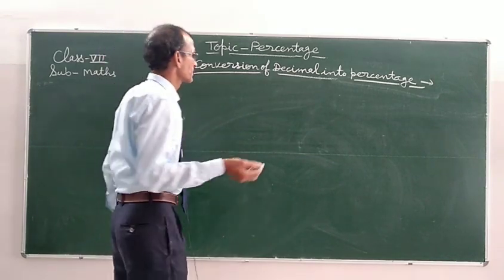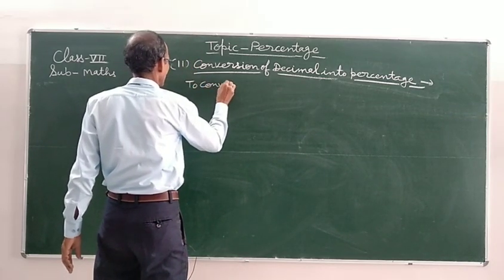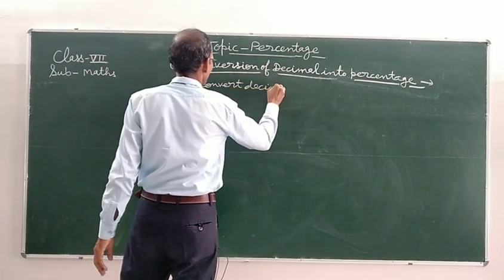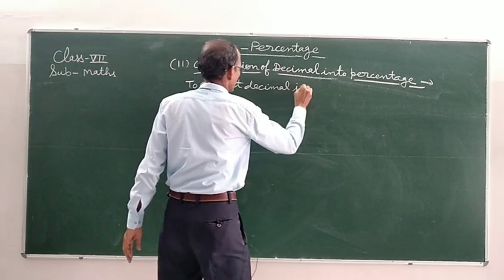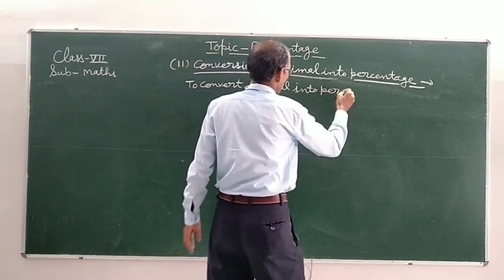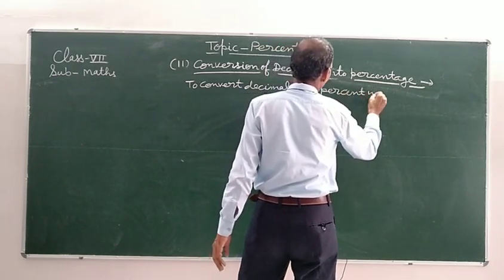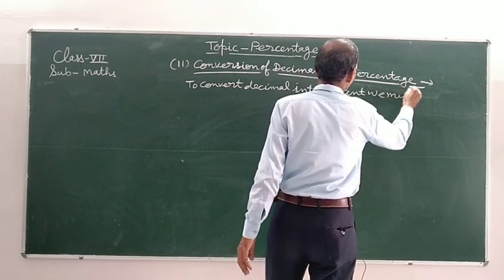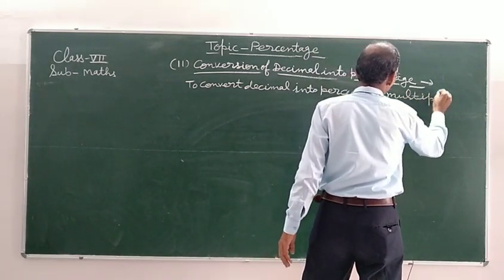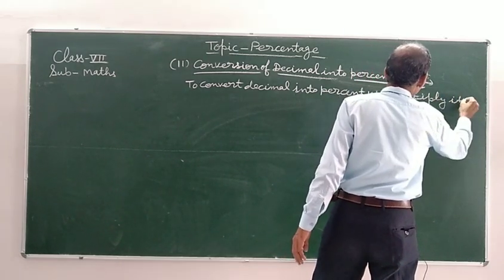Okay. To convert decimal into percent, we multiply it by 100.